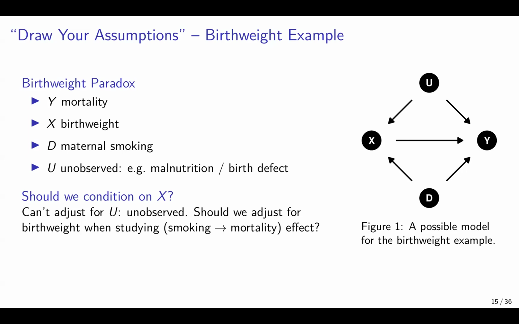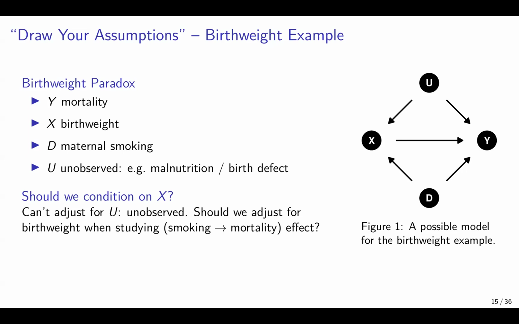All right, so back to this birth weight example. I am going to define some variables here. So Y is mortality, X is birth weight, D is maternal smoking, and U is going to be other stuff. So U stands for unobserved. And what I mean when I write U down is that I don't believe that D and X, namely birth weight and maternal smoking, are the only causes of infant mortality. There's a lot of other things that could happen that aren't those two things that could have an impact on whether an infant survives.